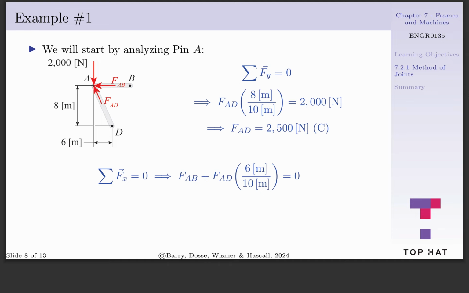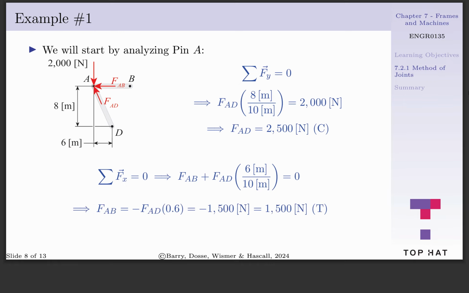The negative signs associated with FAB and FAD are neglected, since they're both acting in the negative x direction, and we have no force acting in the positive x direction. We find FAB is equal to negative FAD times 0.6, which is equal to negative 1,500 newtons. The negative sign here indicates the member is in tension.